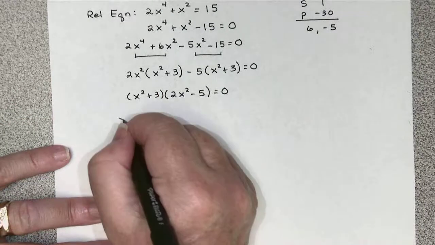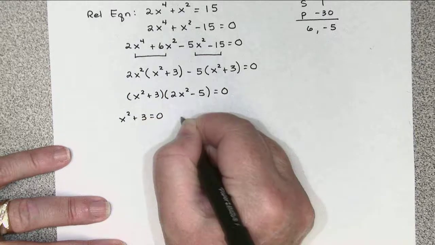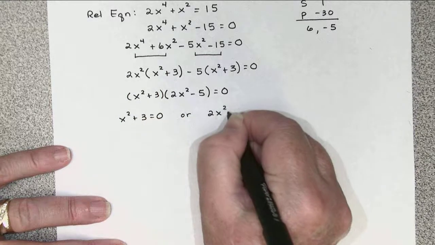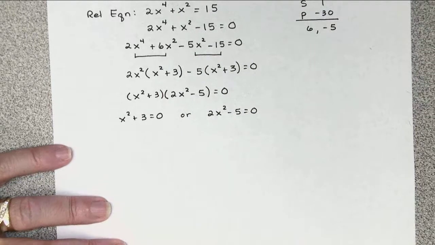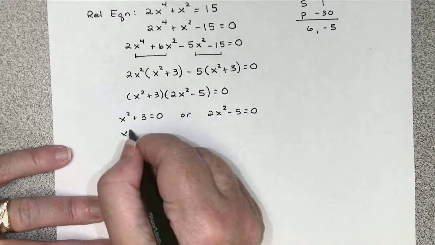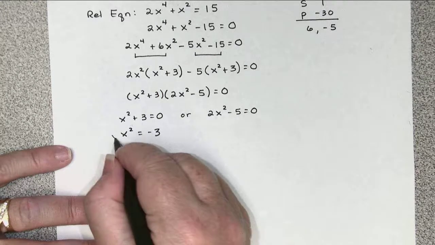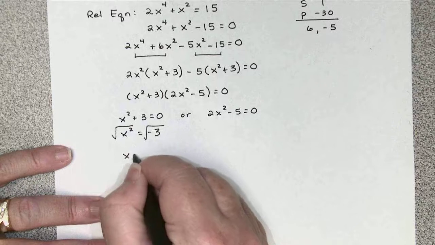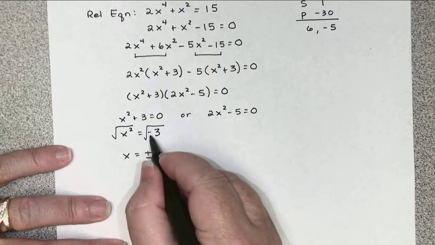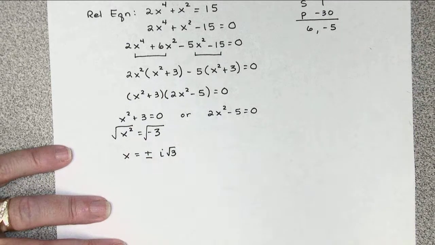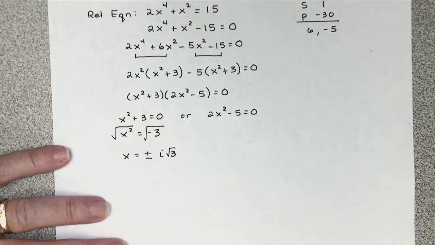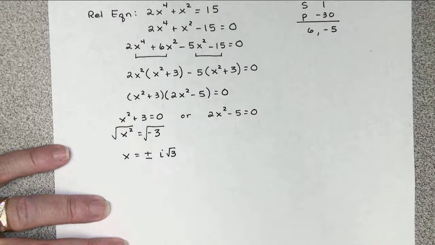All right, so this says x squared plus 3 equals 0, or 2x squared minus 5 equals 0. On this first one, if x squared is negative 3, the next would be plus or minus i times the square root of 3, which is certainly a solution to the equation, but it doesn't appear on the number line. Right? There's no imaginary numbers on our number line. So although it's truly a solution, it's not one I'm going to use when I create my number line.